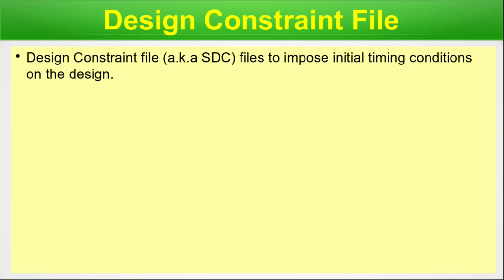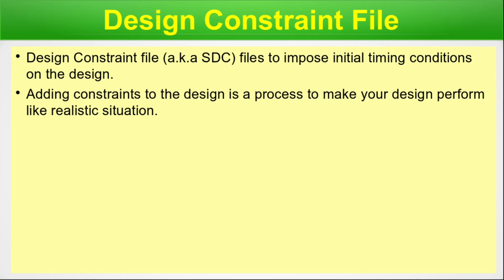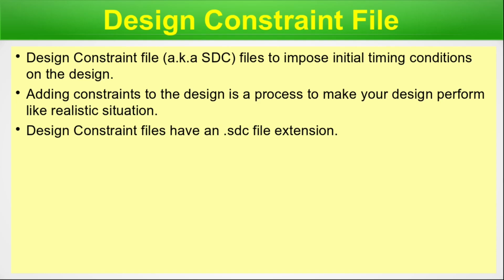Design constraint file. We have understood what a constraint is and what purpose it is used for through small examples in the last slide. In this slide, let me give you a compact introduction to the design constraint file. So here we go. The design constraint file, also known as the SDC file, imposes initial timing conditions on the design. Adding constraints to the design is a process to make your design perform like a realistic situation, which I have been telling for the last few minutes. A design constraint file has an .sdc file extension.